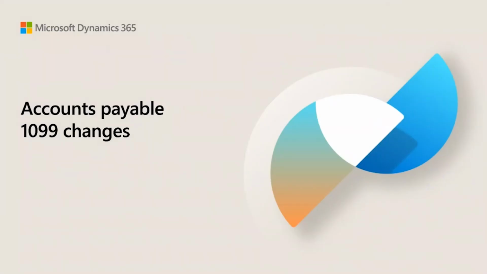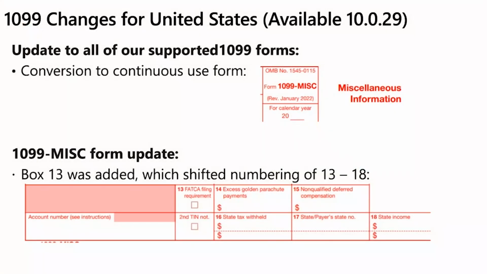And finally, for those of you that need to report 1099 values to the United States IRS, we have made the 2020 updates for the applicable forms. Now, over the past, I'd say 2 or 3 years, we've seen the IRS slowly moving the forms to be continuous use.